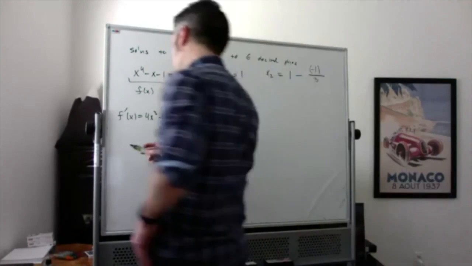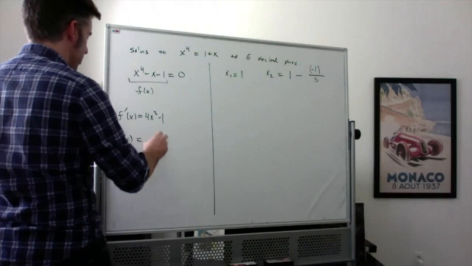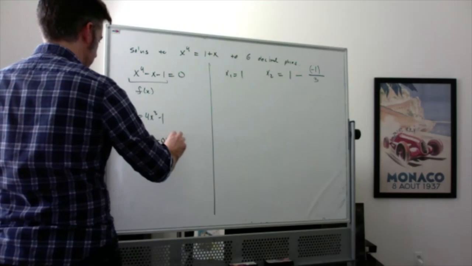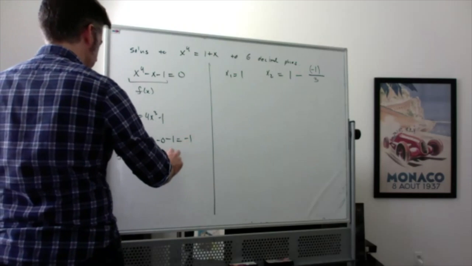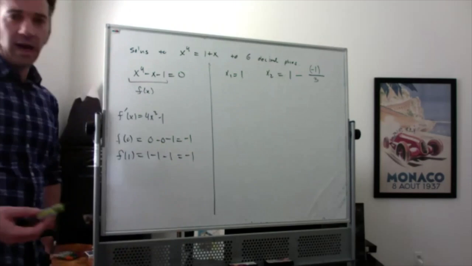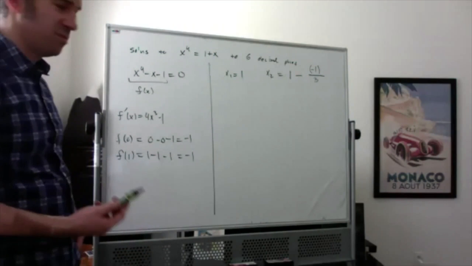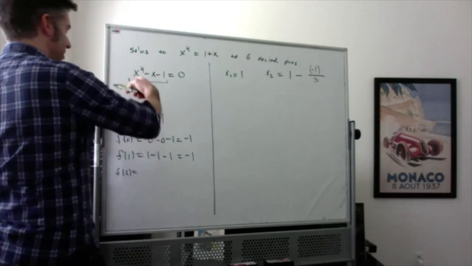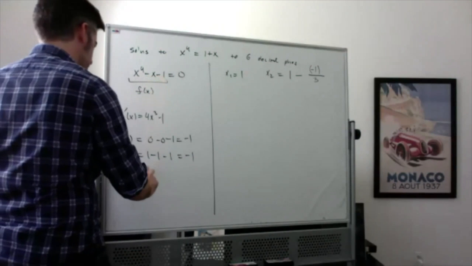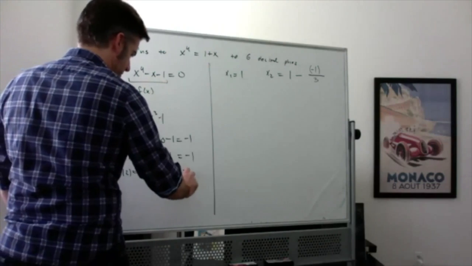I made an error. f of 0 is 0 minus 0 minus 1, which is -1. And f of 1 is 1 minus 1 minus 1, which is also -1. So I made a mistake earlier saying there's a solution to that. There's probably a solution between 1 and 2, because f of 2 is 16 minus 2 minus 1, which is definitely positive, right? It's 13.